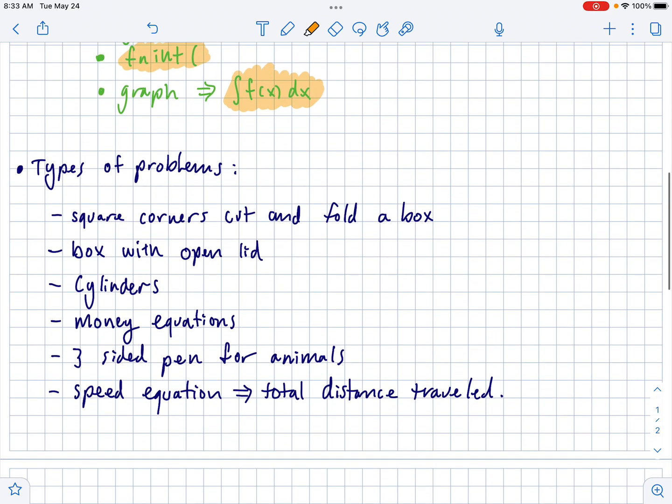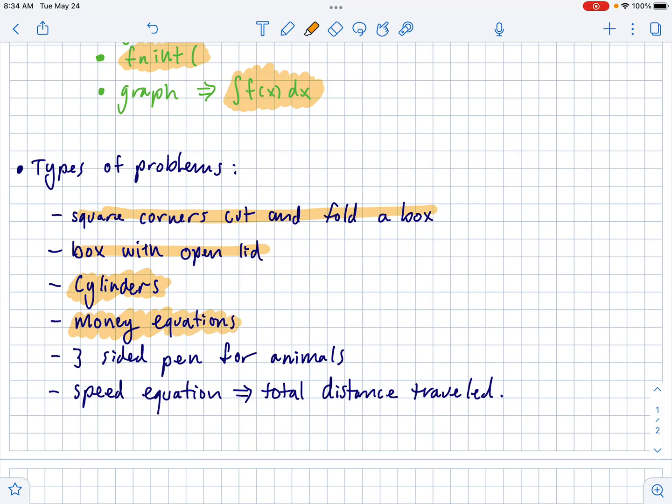From there on out, it's really just making sure you know all the different types of problems that can come at you. So make sure you've tried all the problems I've thrown at you. Some that come to mind are the classic calculus application problems, like square corners cut out of the corners of a rectangle, and then you fold it up into a box. A lot of open-lid box problems where you have to find surface area or volume or something like that. Same thing, but with cylinders. There's a lot of surface area and volume with cylinders in these problems.